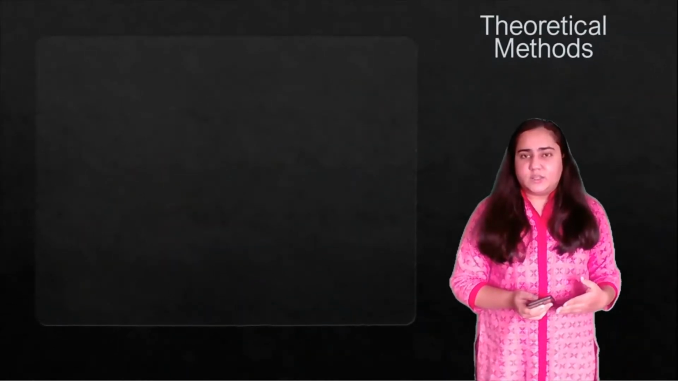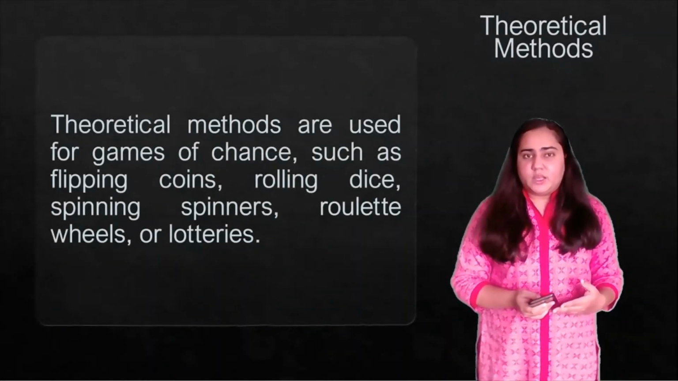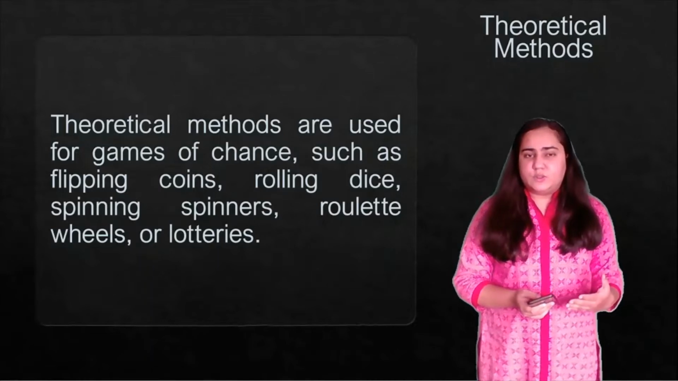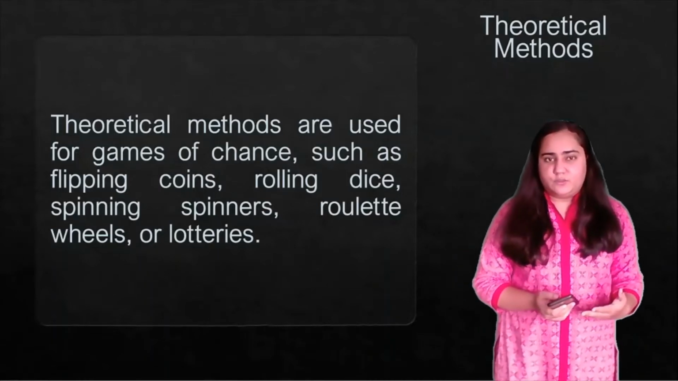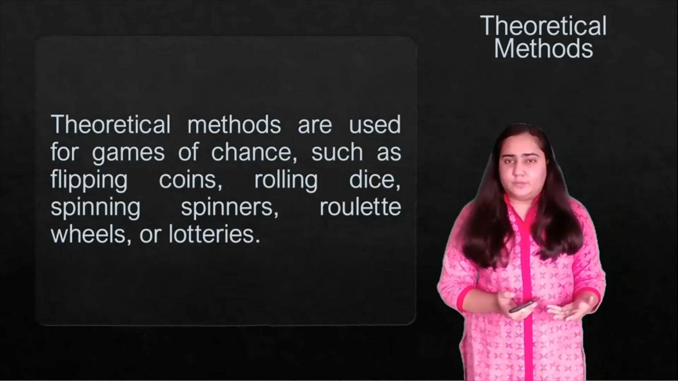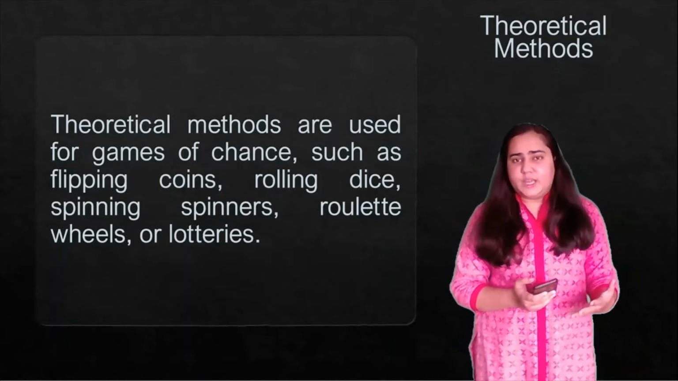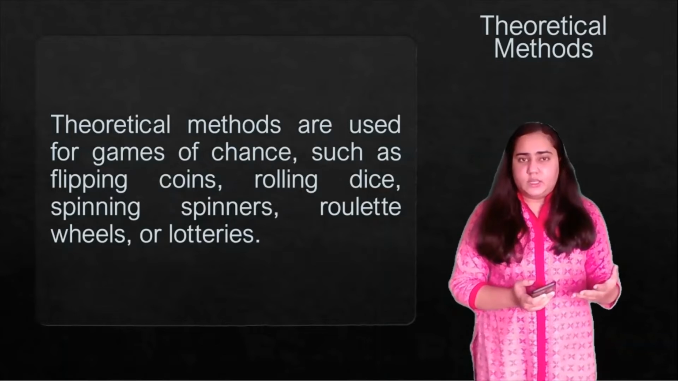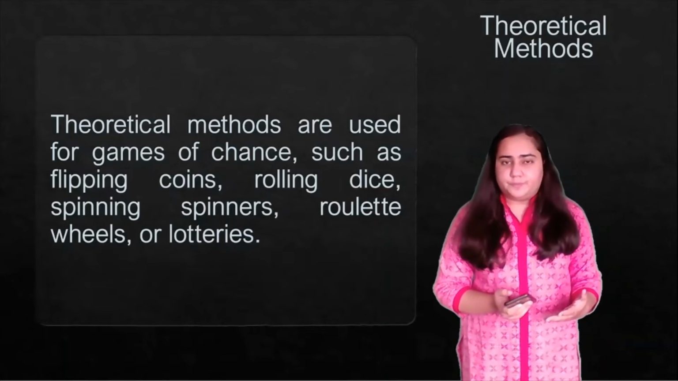So the first is a theoretical method. A theoretical method is used for games of chance. For example, flipping a coin. If you're flipping a coin, is it going to be heads or tails? That is theoretical.